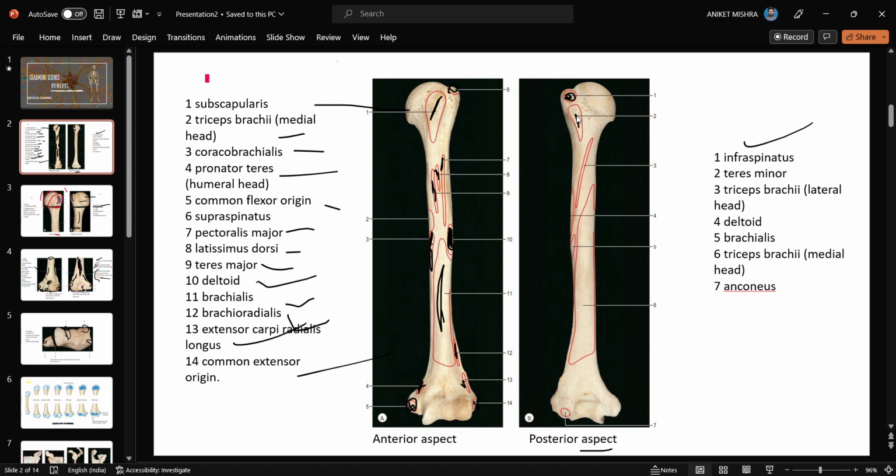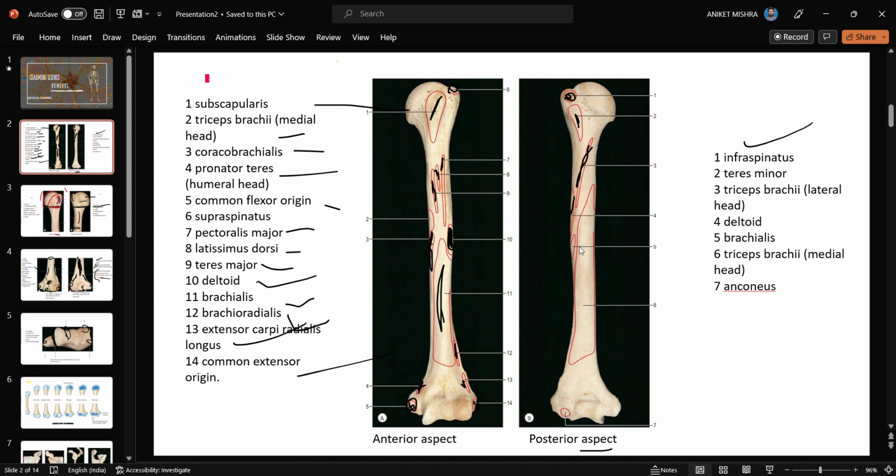When we talk about the triceps brachii lateral head, this is going to originate from the oblique ridge on the upper part of the posterior surface above the radial groove, while its medial head arises from the posterior surface below the radial groove. The deltoid muscle is going to insert here.